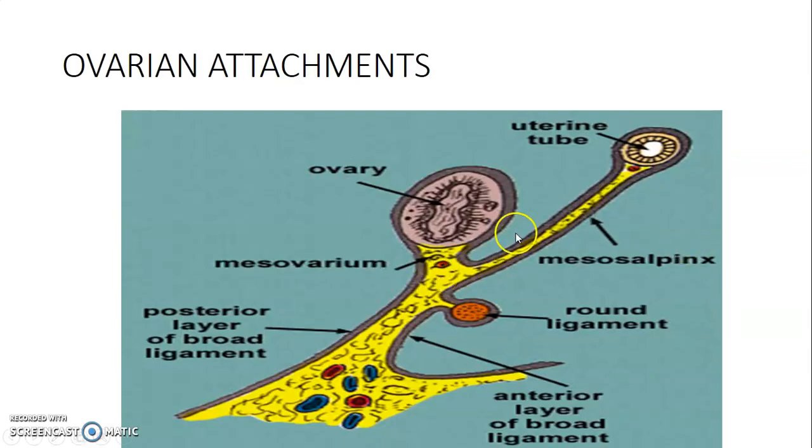Again, the attachment of the ovary. This is the ovary, this is the mesovarium, okay? This is the mesovarium here, and this is the posterior layer of the broad ligament. So we have the mesosalpinx, which is the peritoneal attachment of the uterine tube or the fallopian tube.